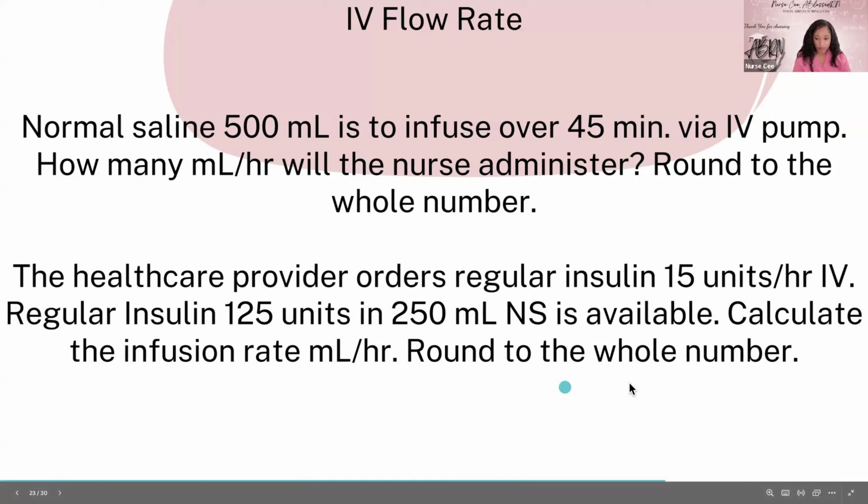Okay. We are looking for a milliliter per hour. All right.